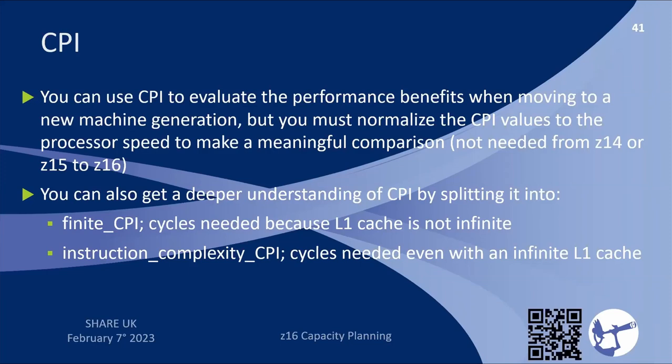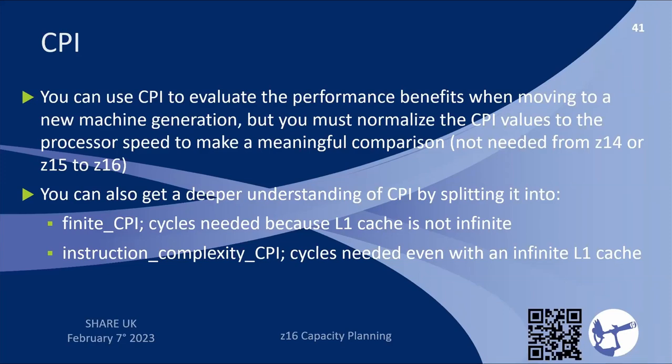Then the last thing to say about cycle per instruction is that it can be divided into 2 different measures. One is the finite CPI, and the other one is the instruction complexity CPI. The first one is: if you had an infinite cache and you needed to perform an instruction, you would still have to use some cycles, because you have to do something. So at least one cycle you will have to spend, and probably more than one. That can be defined as the finite CPI.